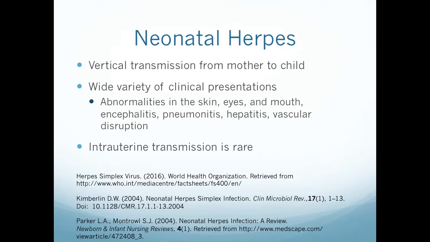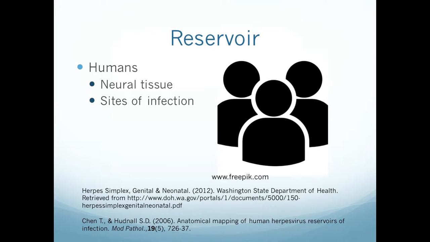Intrauterine passage of herpes virus has also been reported, but it's extremely rare, and when it does occur, it gives rise to skin, eye, and neurological abnormalities. As you may have guessed, the reservoir for HSV1 and HSV2 is the human body. HSV has been found to hide within neural tissues as well as in sites of infection within the body.